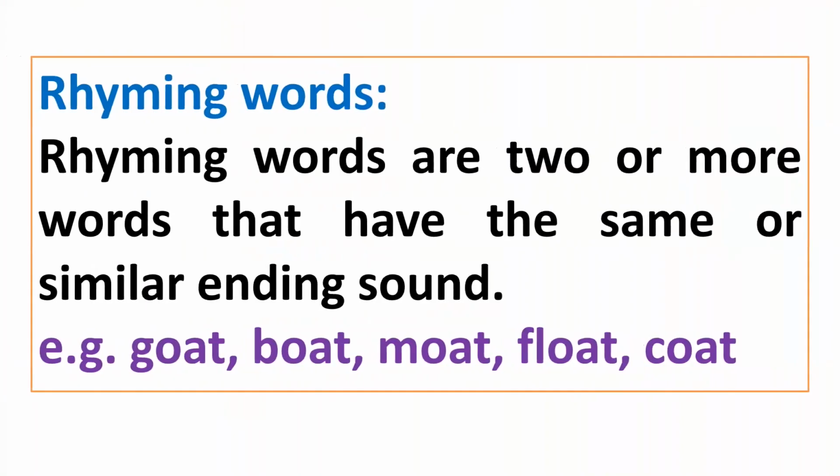Rhyming words. Rhyming words are two or more words that have the same or similar ending sound. See the examples: goat, boat, moat, float, coat. Here the ending sound is same, so these are called rhyming words. The examiner may use such words in that sentence.